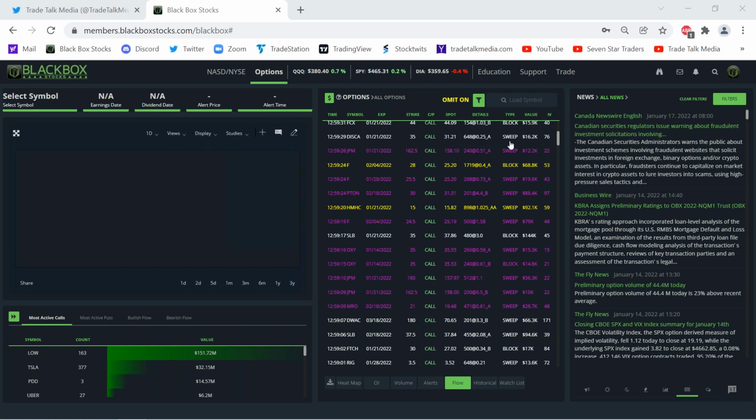Sweeps and blocks are both large institutional orders. The difference is a block is filled on a single exchange, whereas a sweep takes multiple exchanges to fill the order. You'll hear us say quite a bit, we ignore solo blocks.